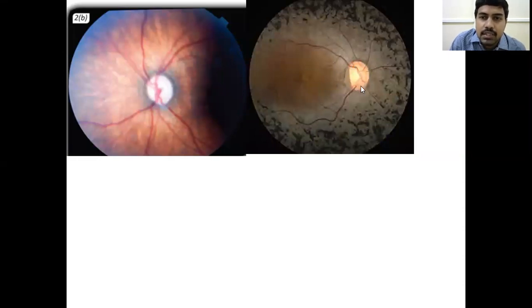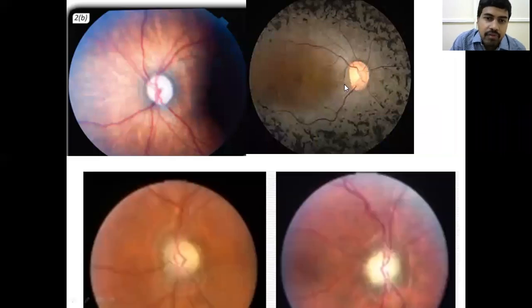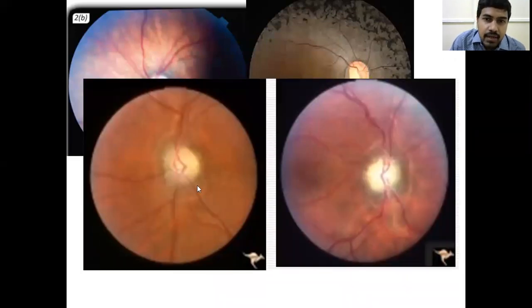Here you can see the disc is waxy yellow in color, or waxy pallor, and arterial attenuation. You can see the blood vessels: this is the veins, and these are the arteries. The arteries are grossly attenuated, very thin, and there is bony corpuscular pigmentation. So this is a consecutive optic atrophy. And this is a post-neuritic, secondary to papilledema.